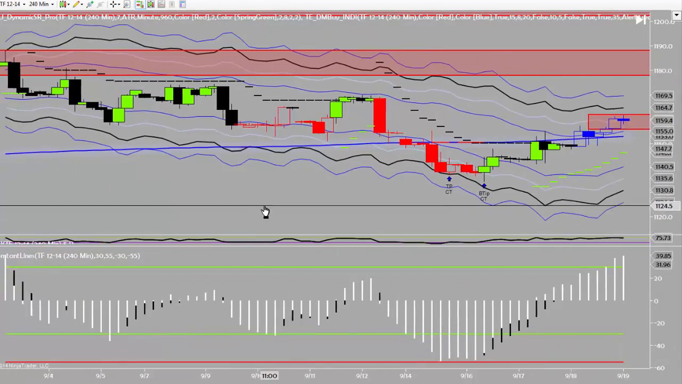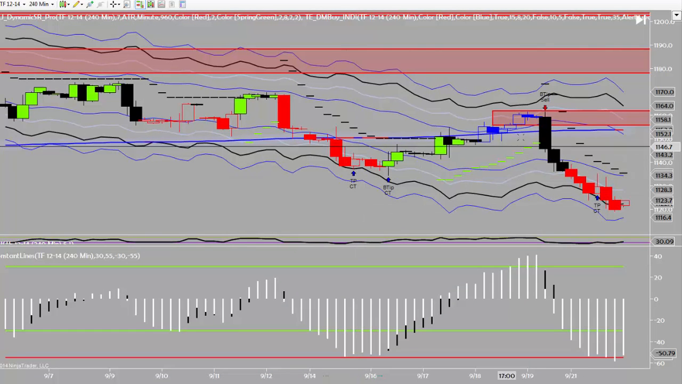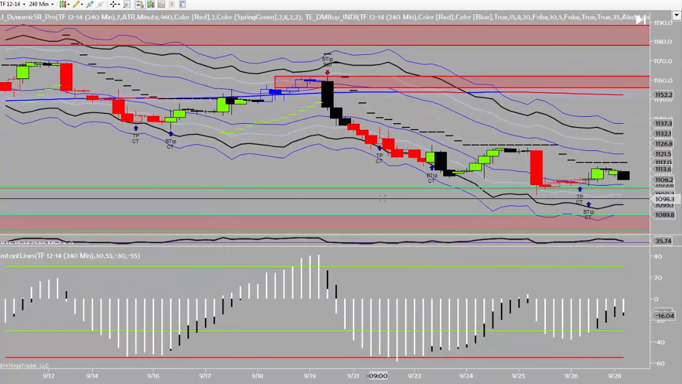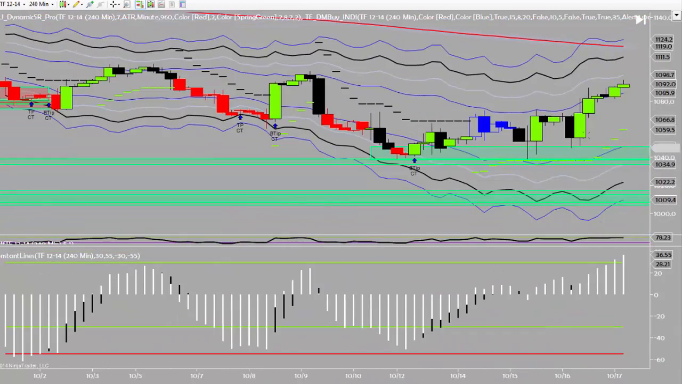We roll over right here. Here's the massive sell-off. Right here you can see we touched it. Then we rallied back here to the 2.5, shifted back to a bear continuation pattern, and rolled over. So more of this to come today.